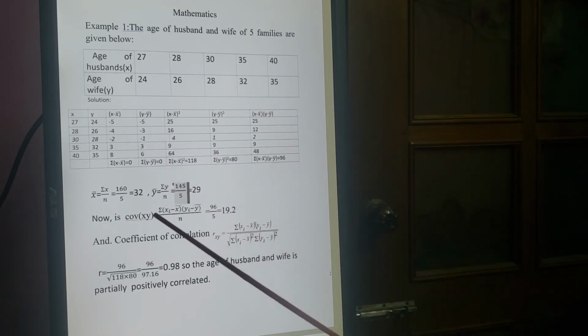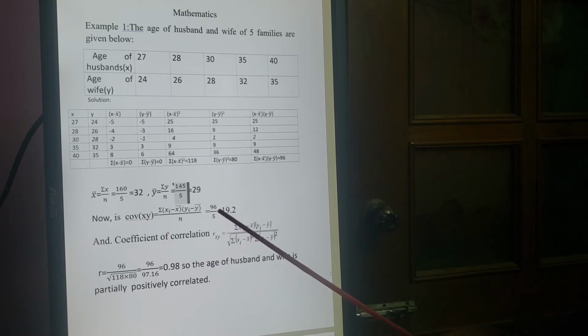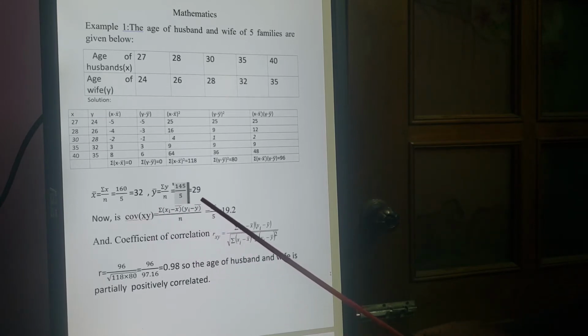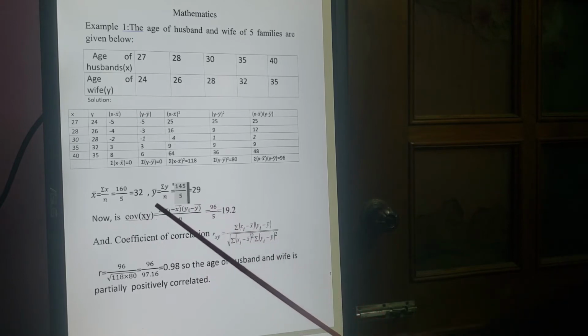Now covariance XY: write the formula and put in the values, and you will get separate marks for the formula. Mind it, if you write the formula the wrong way, then you won't get the marks. If you write only the formula the right way, you can get some partial marks.